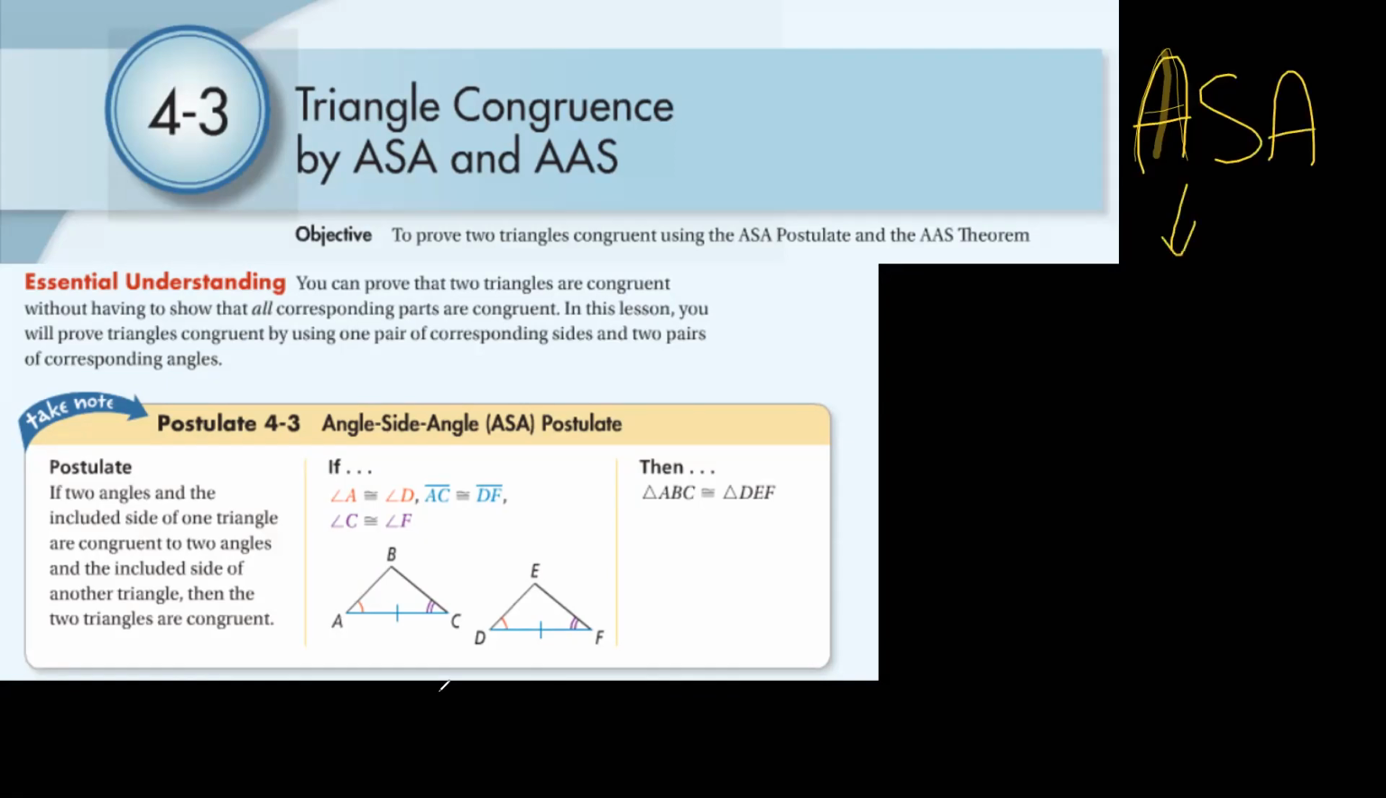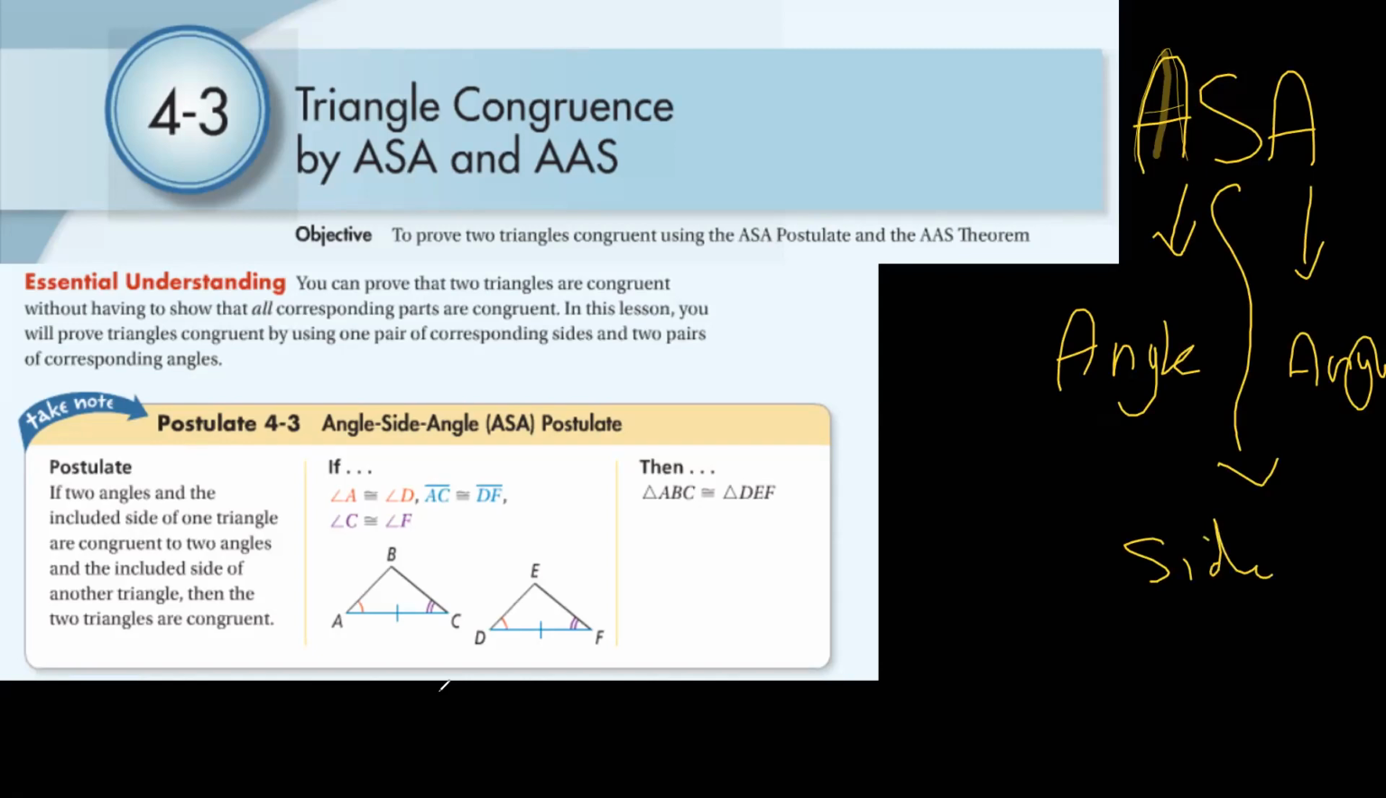ASA, I mean angle and another angle, and there's a side that is included between them. Now, as we said before, we can prove that these two triangles are congruent without checking all the 6 elements. I just check here the two angles and this side. If they are congruent, that means that the two triangles are congruent.